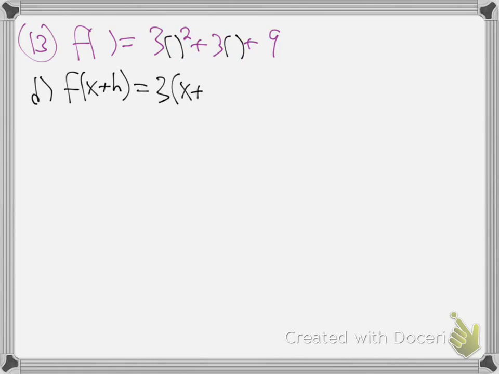So we get 3(x plus h) squared plus 3(x plus h) plus 9. Good? I get why you said you would leave it empty, because you can get confused with the x that's already there, and you kind of think, what about the new x? Just remember that x is just holding a spot, just a slot. Okay, good. Now, do you know how to work this out?